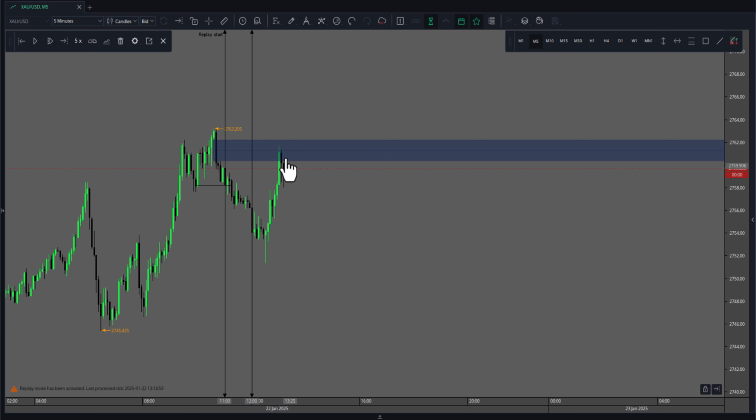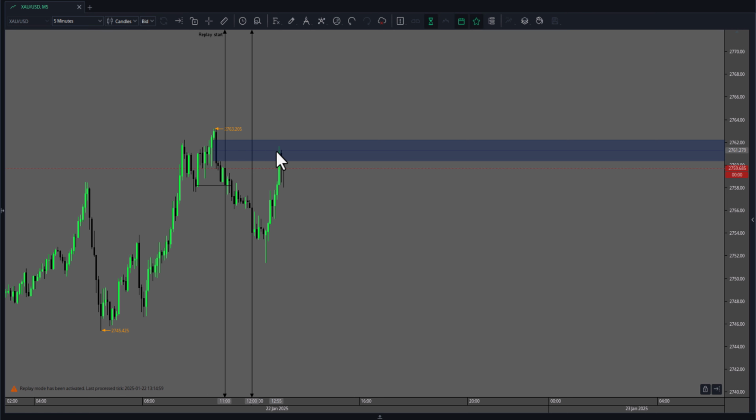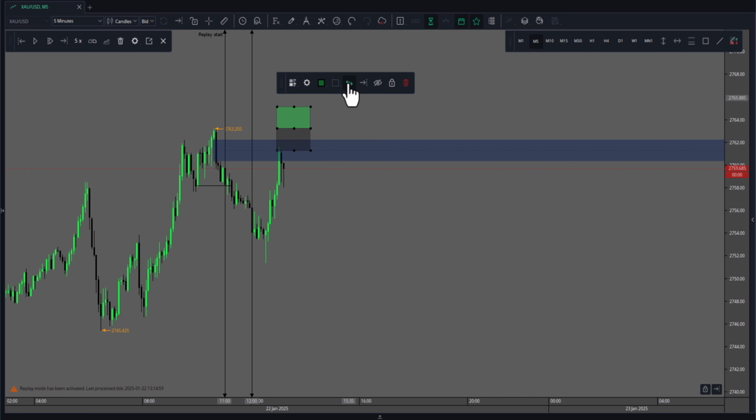So obviously, as you can see, price pushed back into the fair value gap to pull liquidity, right? And you enter into your trade based on the 50% level, that's the 50% level of the fair value gap. Enter into your trade. Now, where should you put your stop loss?